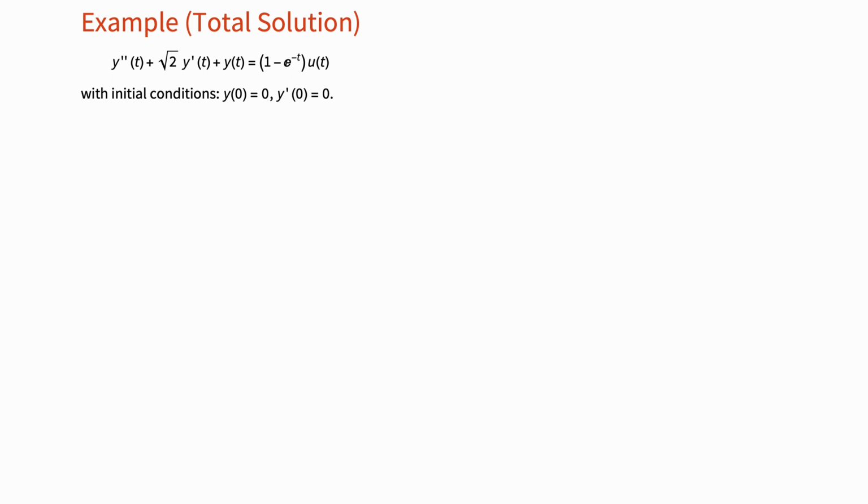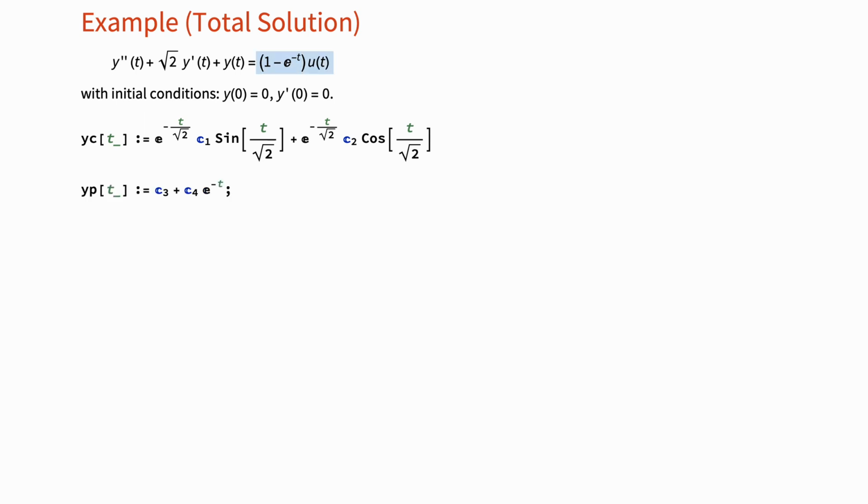But to solve for the solution by hand, if you remember, we already found the complementary solution, as shown here. Now the non-homogeneous term of the differential equation is 1 minus e to the power minus t times u(t), which is a constant or a polynomial plus an exponential term. So the particular solution must also have the same form, constant plus exponential function.